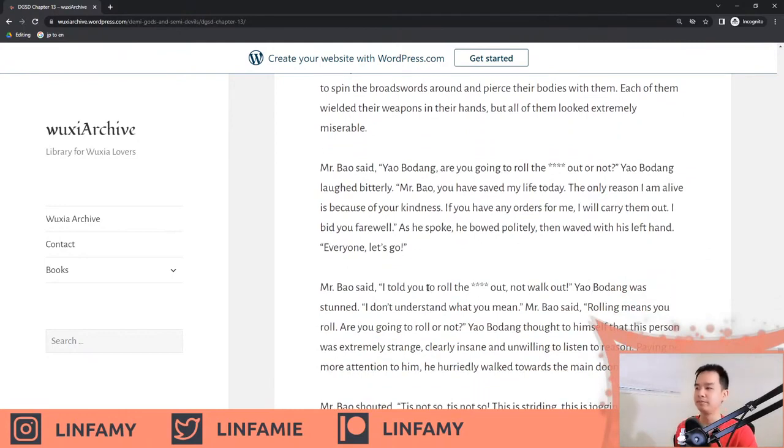Mr. Bao said, "Yao Bodang, are you going to roll the fuck out or not?" Yao Bodang laughed bitterly. "Mr. Bao, you have saved my life today. The only reason I am alive is because of your kindness. If you have any orders for me, I will carry them out. I bid you farewell." As he spoke, he bowed politely and waved with his left hand. "Everyone, let's go."